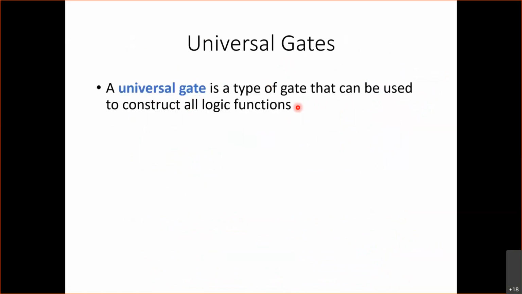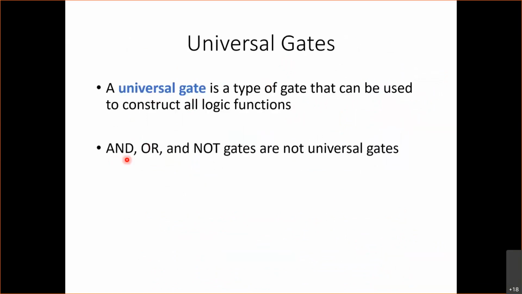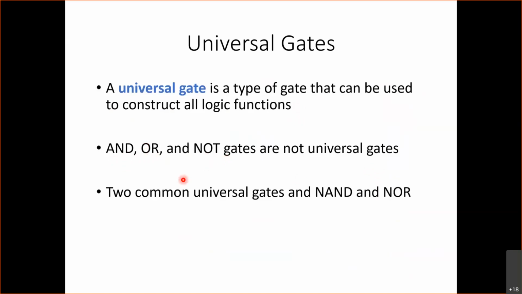But it turns out that there are certain logic gates where my circuit only needs to have that one type of logic gate to be able to implement any logic function. The AND gate, the OR gate, and the NOT gate are not universal gates because I can't implement a circuit with just AND gates or with just OR gates or with just NOT gates. But two common universal gates that are used are a NAND gate, so this is an inverted AND gate, and a NOR gate. This is an inverted OR gate.